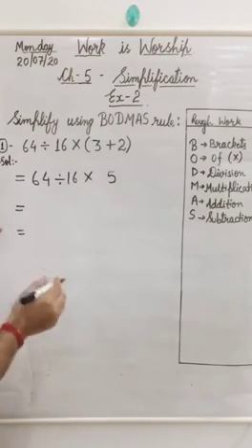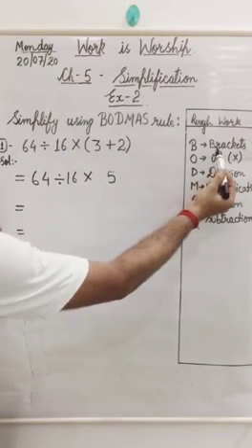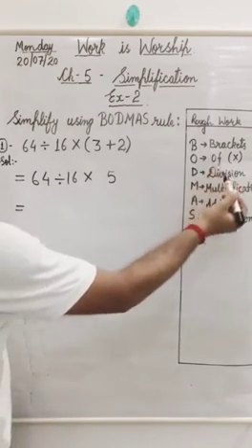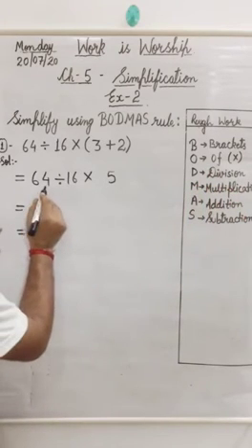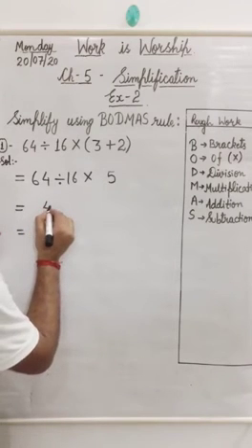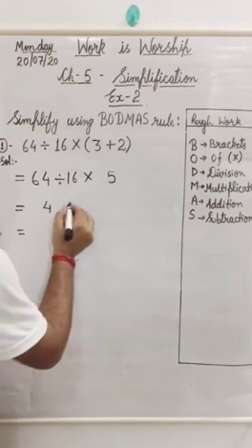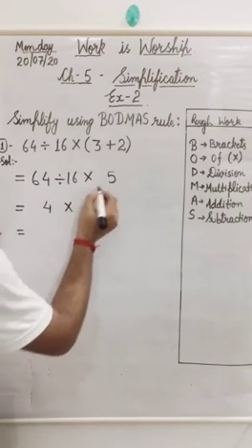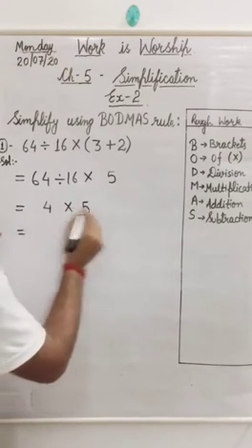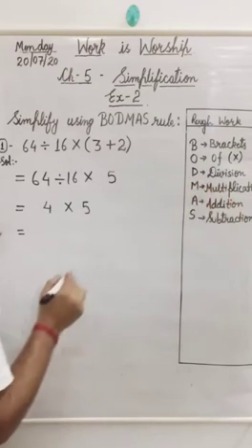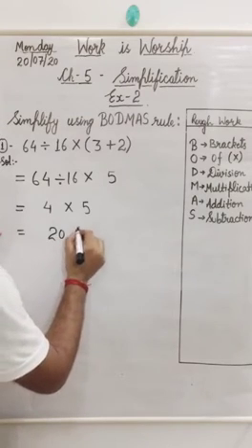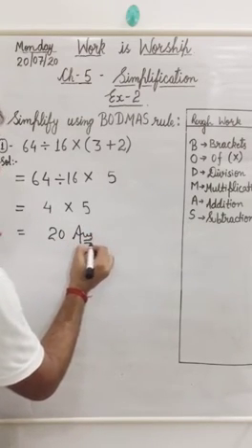Now come to the next step. So after solving the brackets, we have to solve "of", but there is no "of" in the problem. So come to the next, which is division. So we will divide 64 by 16. So 16 fours are 64. Okay, now we will write the rest of the problem as same as above. So we will write 4 into 5. Now after the division, we will do multiplication. So 4 fives are 20. Now here we have the answer, 20.